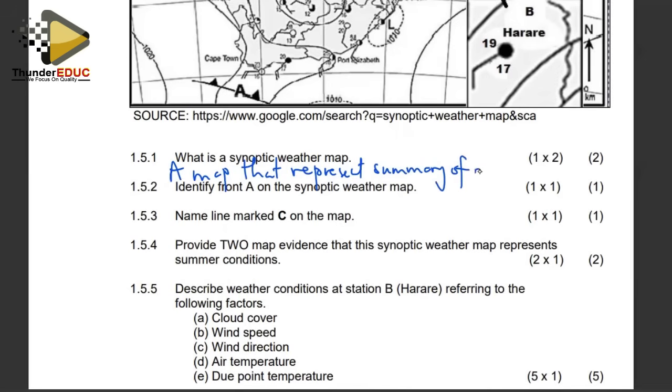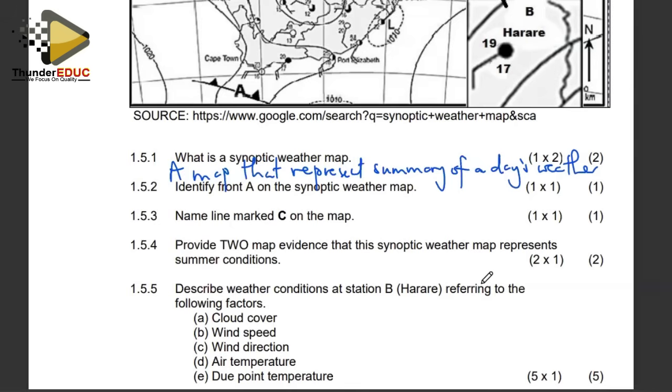Summary of a day's weather. So basically, a synoptic map gives us a summary of the weather of a given place in a day's time. It summarizes the weather conditions, which means all weather elements are summarized there: the maximum temperature, the minimum temperature, cloud cover, wind direction, wind speed, and precipitation, all on a synoptic map.